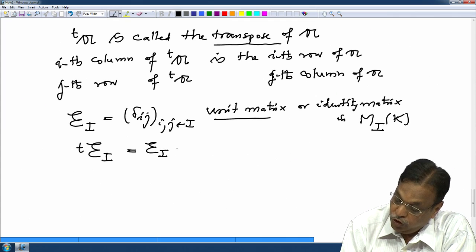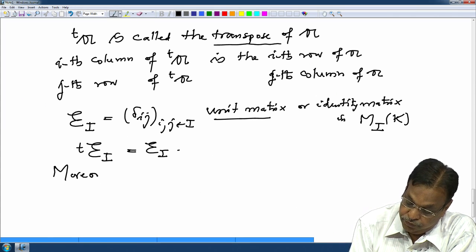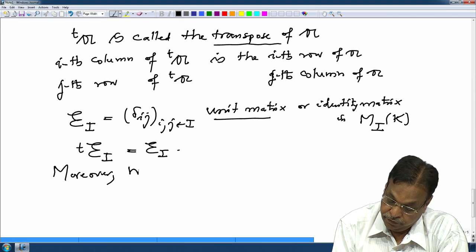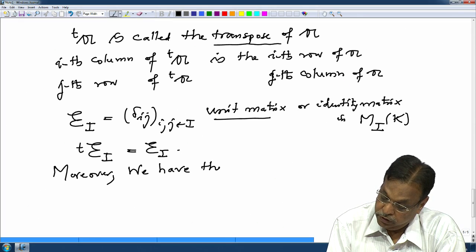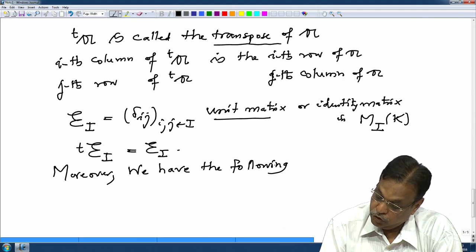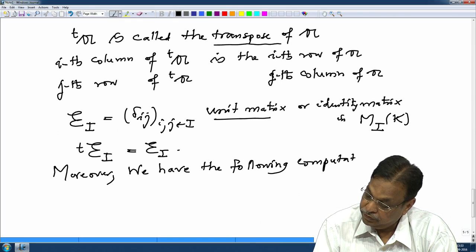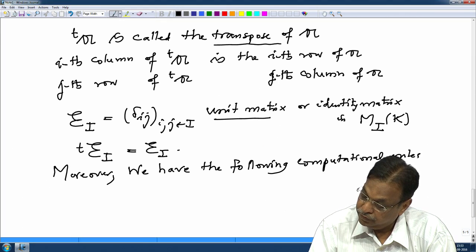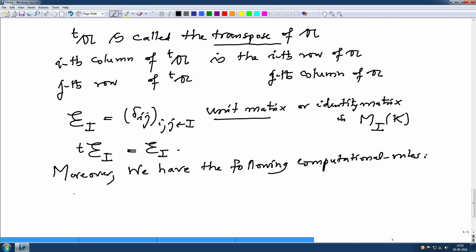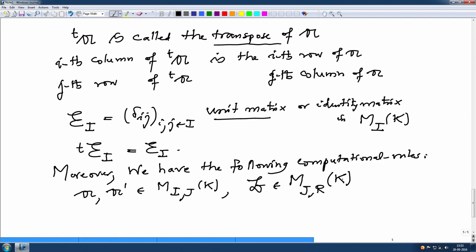Moreover, we have the following computational rules. Here A and A' are two matrices of the same order I comma J, and B is a matrix whose row numbers are given by J and column numbers are indexed by the set R, and a is a scalar.